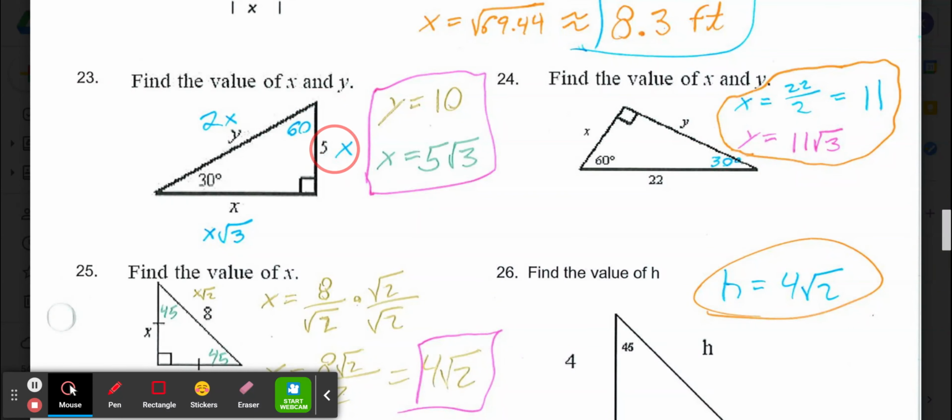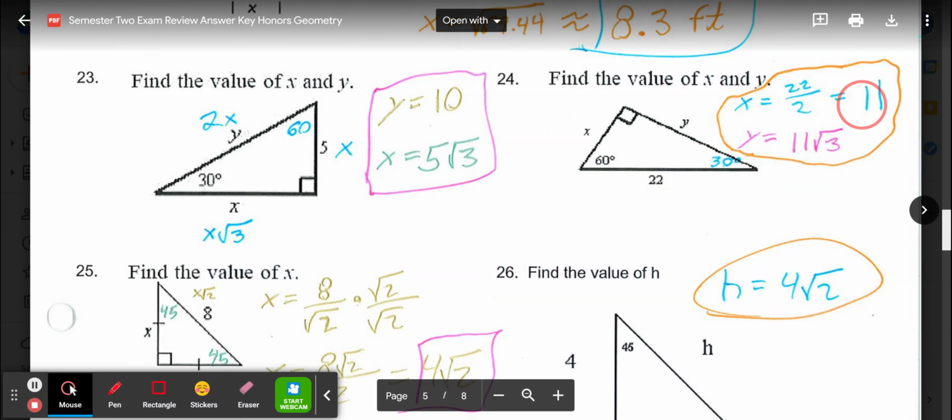So in this case, I knew my shorter leg was 5. So my longer leg would be, not square root of 5, would be 5 square roots of 3. And my hypotenuse is 2 times the shorter leg, or 10. In 24, to find x, that would be the hypotenuse divided by 2, so x is 11, and y is that shorter side, so x of 11 times square root of 3.